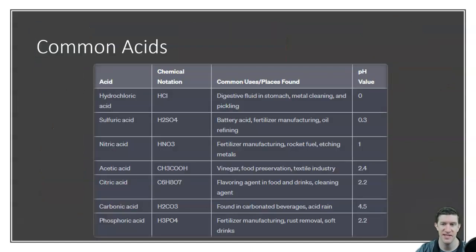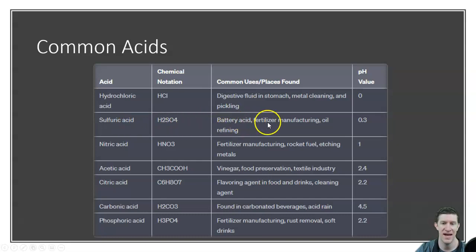So let's have a look. A list of some common acids and their pHs. So we've got hydrochloric at the most strong, the strongest. So pure hydrochloric has a pH of 0. It's extremely strong. This is the one that we'll see can digest fluid in your stomach. We use it for metal cleaning and pickling.